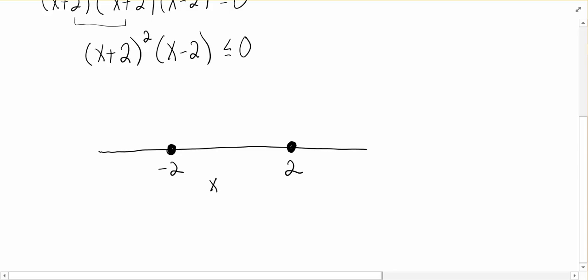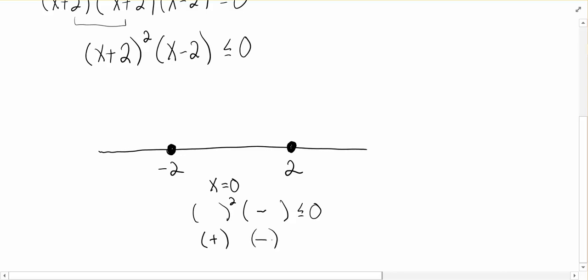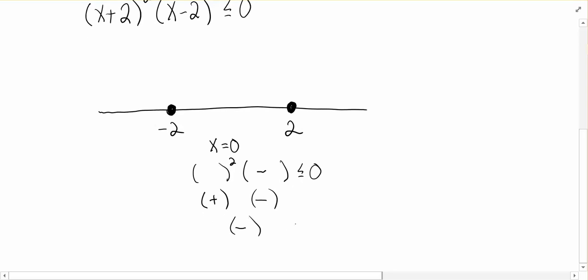Let's test the point x equals 0. Now notice what's going on here, that our first parenthesis is squared, so it doesn't even matter what I plug in. He's positive no matter what. He's being squared. Now the second parenthesis of x minus 2, if I plug a 0 in, it becomes negative 2. A positive times a negative is a negative. Are negatives smaller than 0? Why, yes, they are. So we're going to shade this.